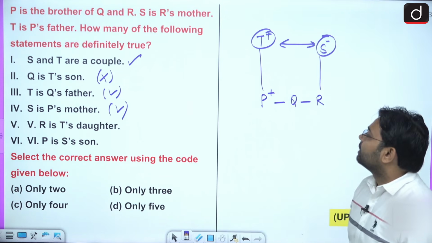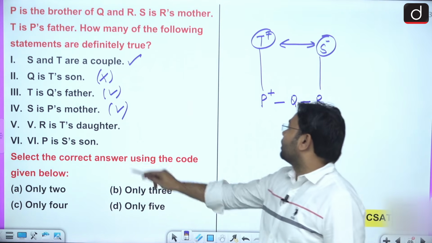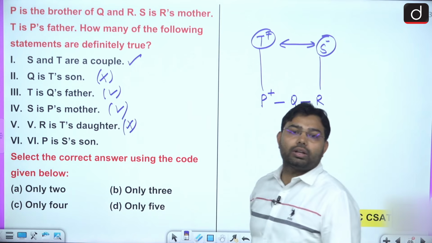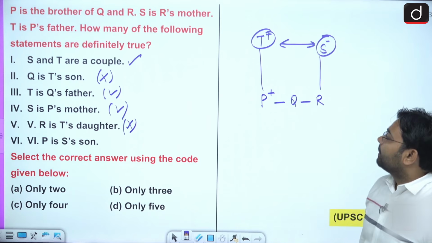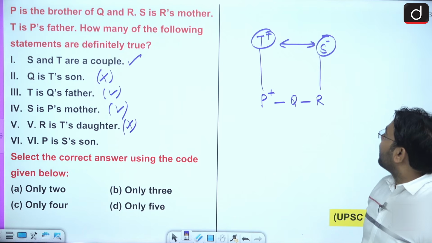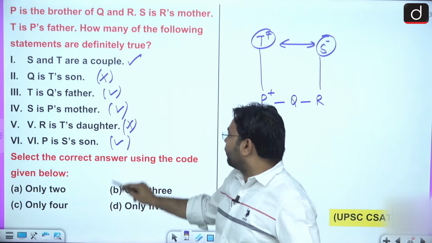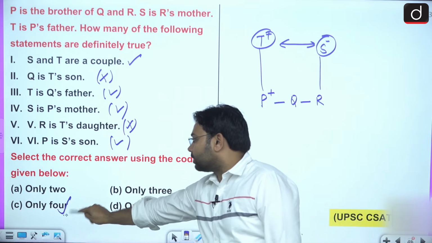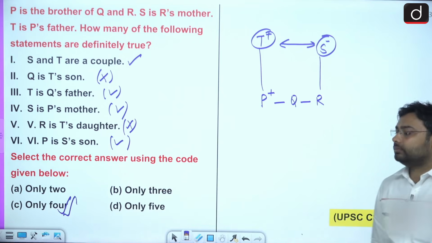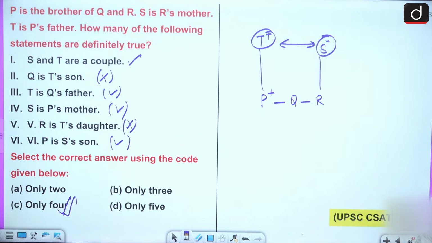R is P's daughter, we are not sure. R can be son or daughter. Done. Now P is S's son, yes. So 1, 2, 3, 4, only 4. Clear this? Any doubt?